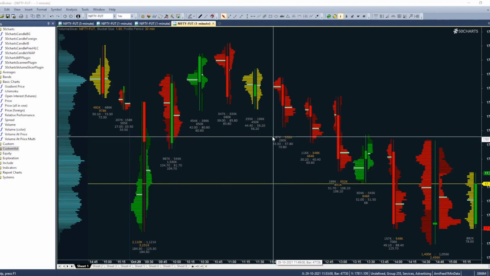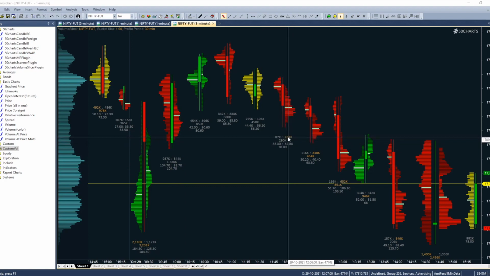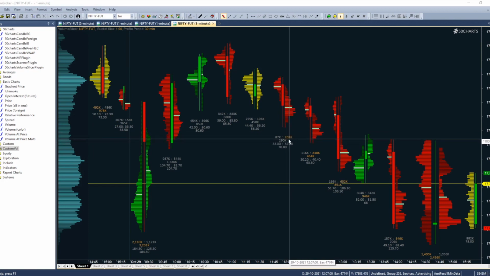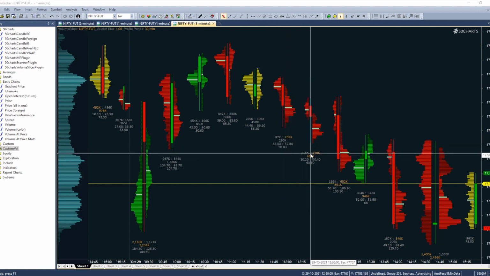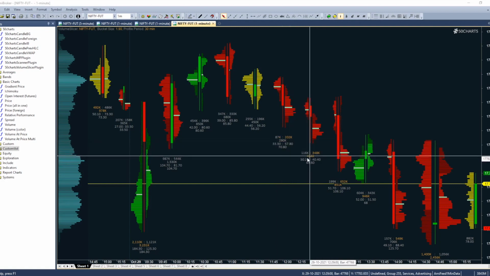Some of these are highlighted in yellow. That means that it is higher than the previous volume. So here, this 202K is higher than 87K. So that's why we have highlighted it. And similarly here, this 464K is higher than the 290K. So that's why we have highlighted it here.